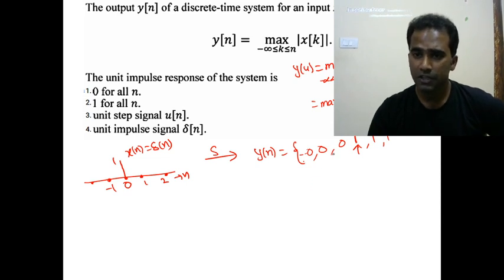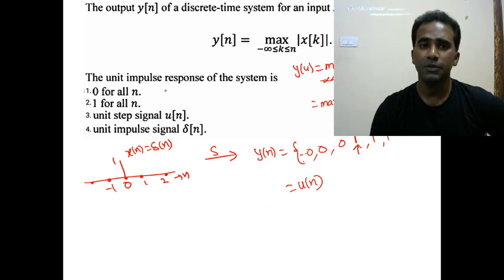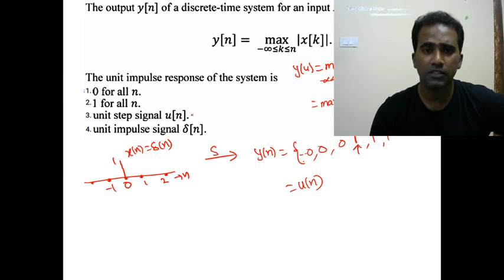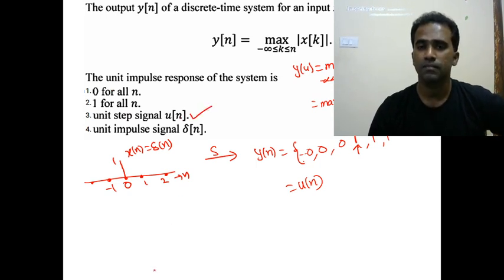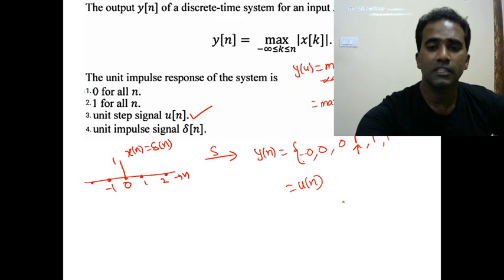So this function, if you observe, looks like u of n. When the input is the unit impulse function, the output is a step function. So the unit impulse response of the system is the unit step signal. Fine. So this is the answer for the first question.